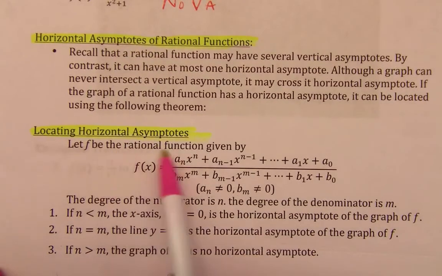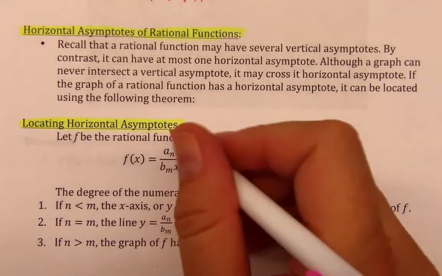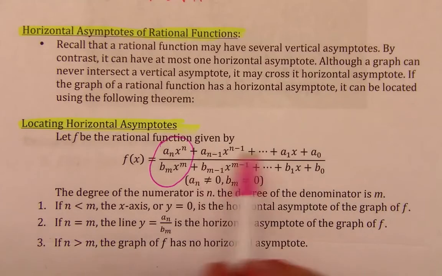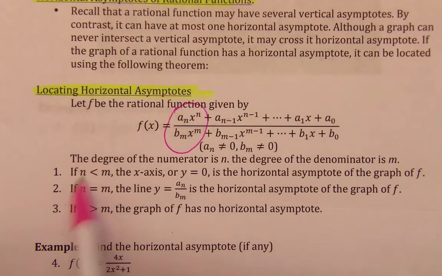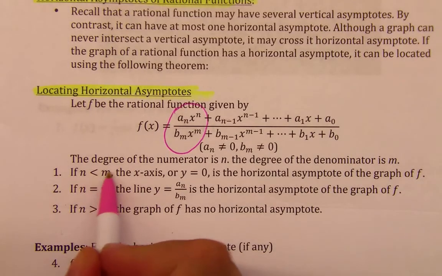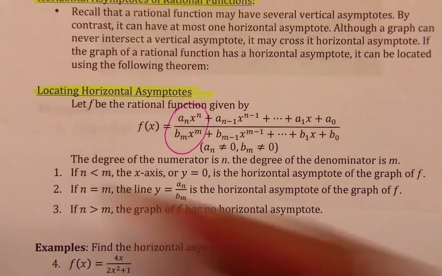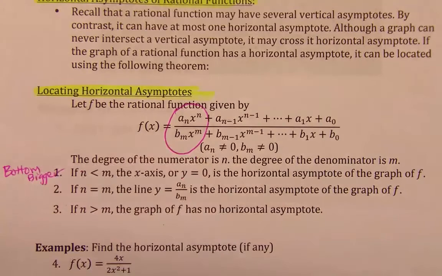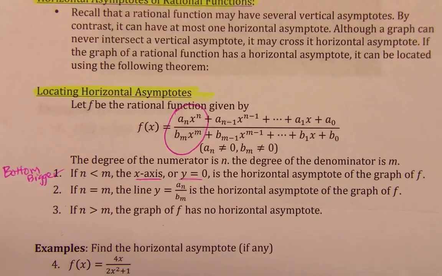If this is just any rational function here, then what we're looking at here is these leading terms. This is what we want to look at right here, okay? We don't care about the rest of the terms here. We care about the biggest degree, all right? Now, let's talk about if the degree of the bottom is bigger. So if the degree of the bottom, m, is bigger than the degree of the top, so bottom bigger, then that means the x-axis, or the line y equals 0, is our horizontal asymptote. Okay.